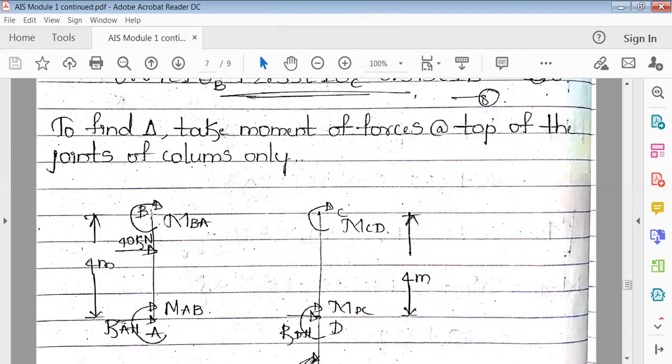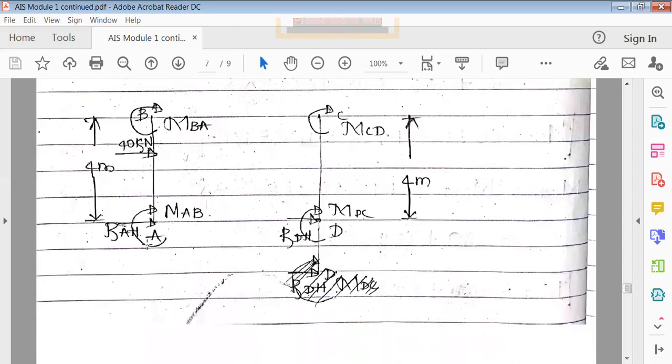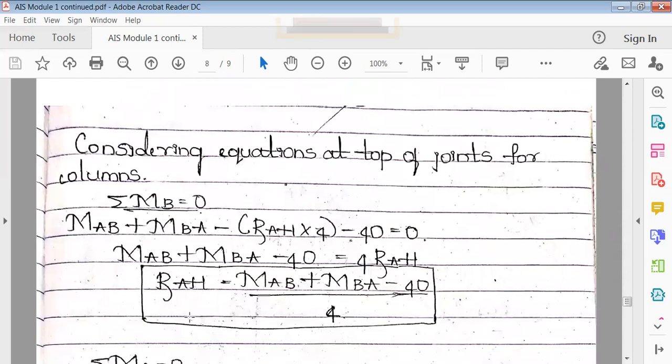So what we're going to do here is clockwise moments are positive, anti-clockwise moments are negative. So RAH, okay, we are finding moment about B. So to find moment about B, RAH is going anti-clockwise. So minus RAH into 4, then plus MAB plus MBA. Again, this is going anti-clockwise, 40 kilonewton to reach B. So it is again minus 40 into 1.